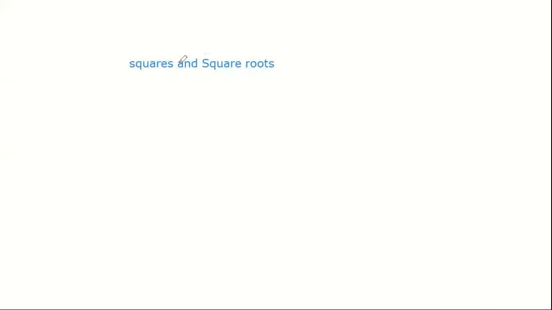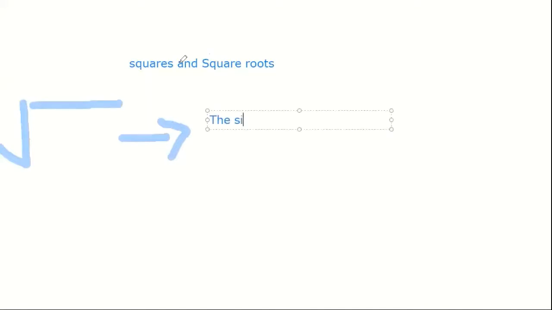Square root has an order 2. This is the sign for square root. I write the sign of square root.